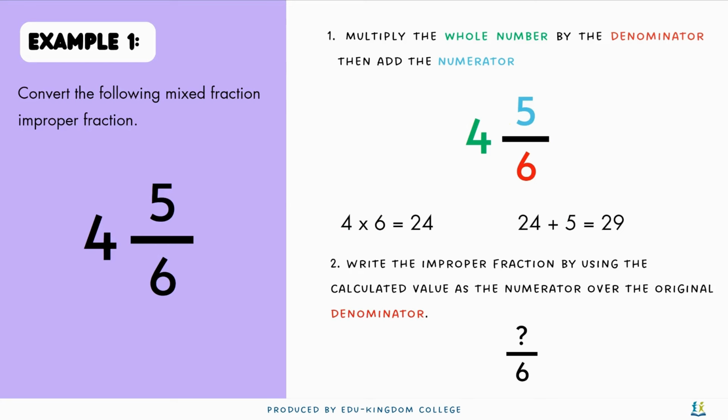Then, write the improper fraction by using the calculated value as the numerator over the original denominator. The original denominator is 6, so it will remain to be 6. Then, the calculated value is going to be 29. So 29 is going to be the numerator.